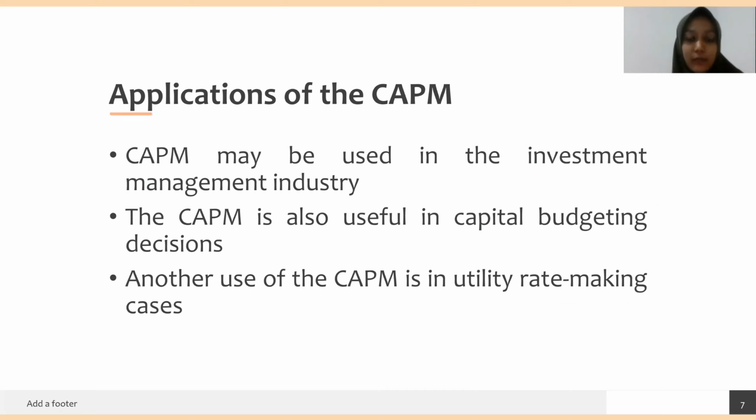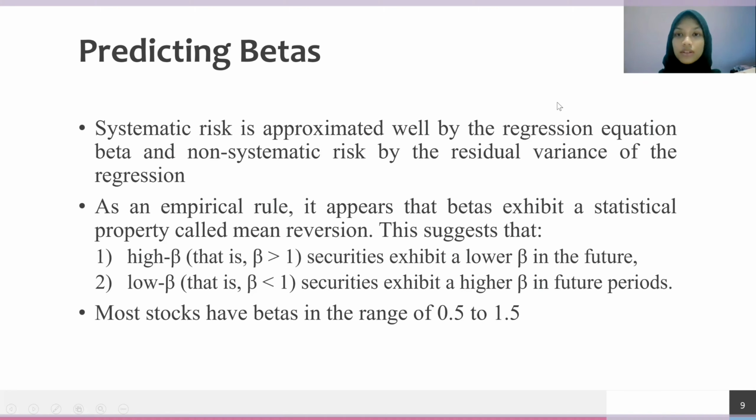Okay, so this is the application of the capital asset pricing model. Many people are still confused and still have questions about the application of the capital asset pricing model in real life. So this is the answer. The capital asset pricing model may be used in the investment management industry, and it is also useful in capital budgeting decisions. Another use of the capital asset pricing model is in utility rate making cases. Okay, the next slide will be explained by my friend Fanny.